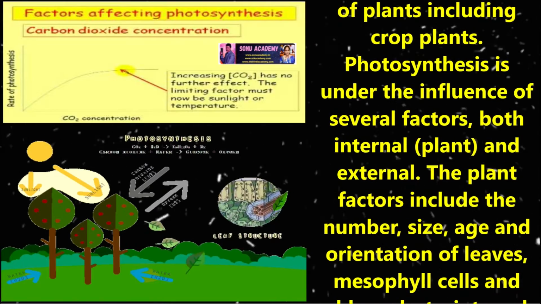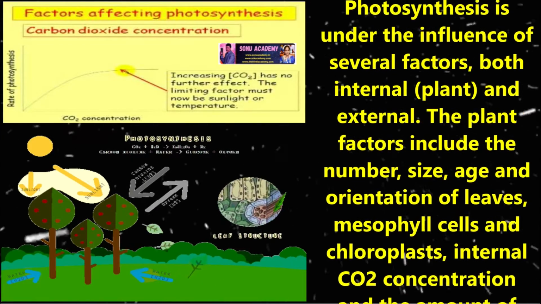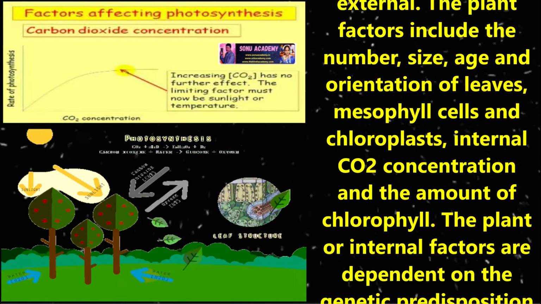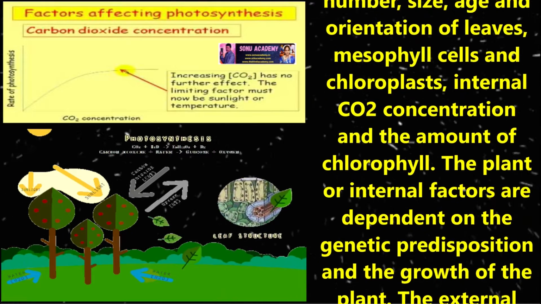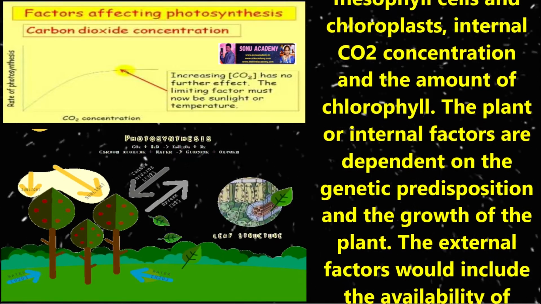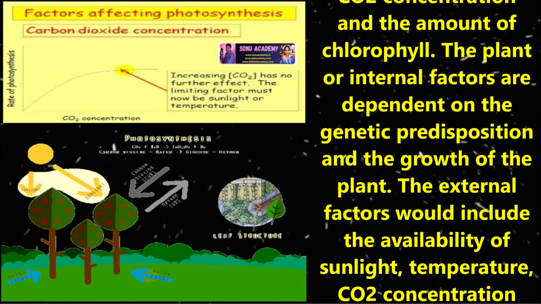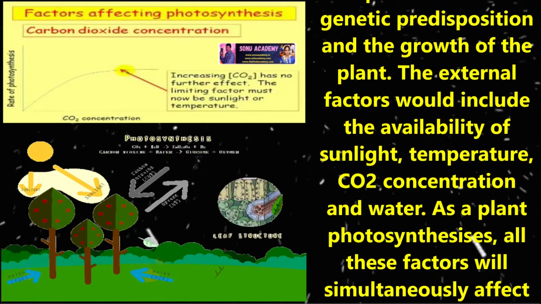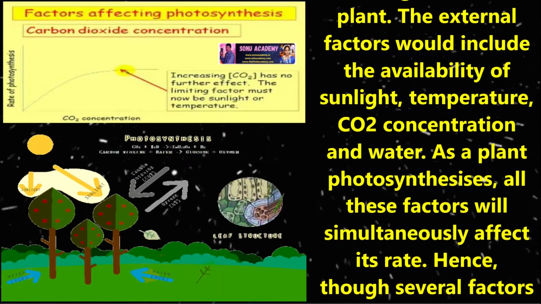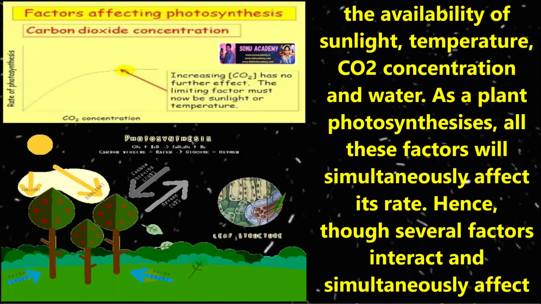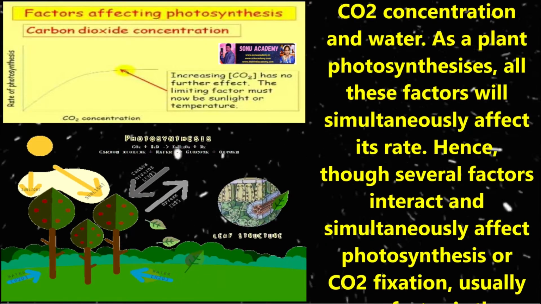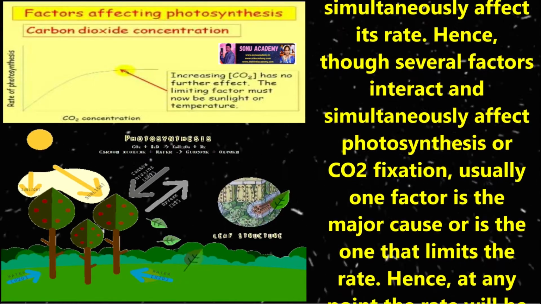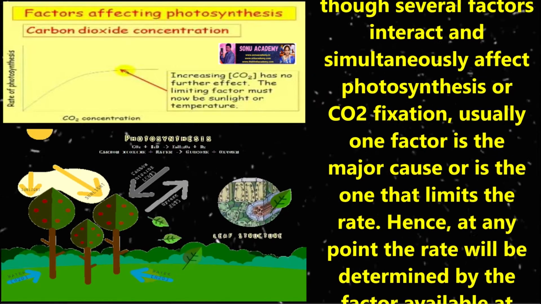The plant factors include the number, size, age, and orientation of leaves, mesophyll cells, and chloroplasts, internal CO2 concentration, and the amount of chlorophyll. The plant or internal factors are dependent on the genetic predisposition and the growth of the plant. The external factors would include the availability of sunlight, temperature, CO2 concentration, and water. As a plant photosynthesizes, all these factors will simultaneously affect its rate. Hence, several factors interact and simultaneously affect photosynthesis or CO2 fixation.